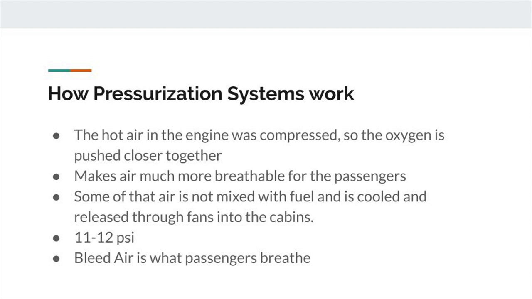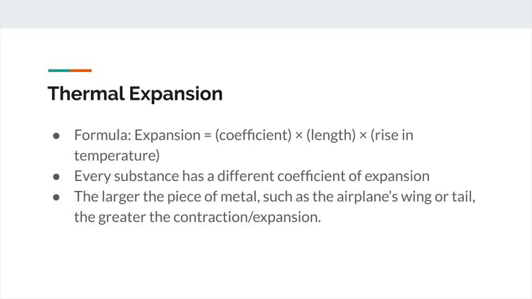Before the hot, oxygen-rich air is mixed with some of the fuel, some of it is directed away from the engine, which is called bleed air. The bleed air is cooled and then released into the airplane cabins through the use of fans. This is how the interior cabin pressure is kept between 12 and 11 psi, good enough for us to breathe.